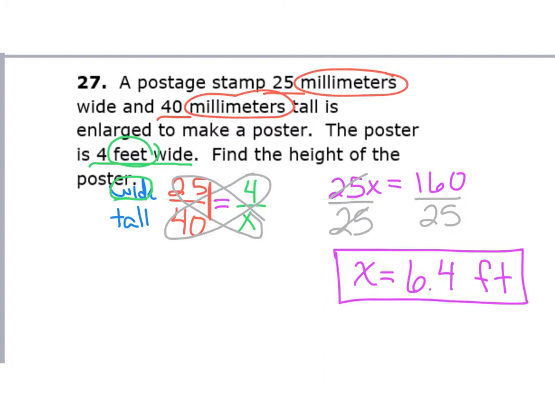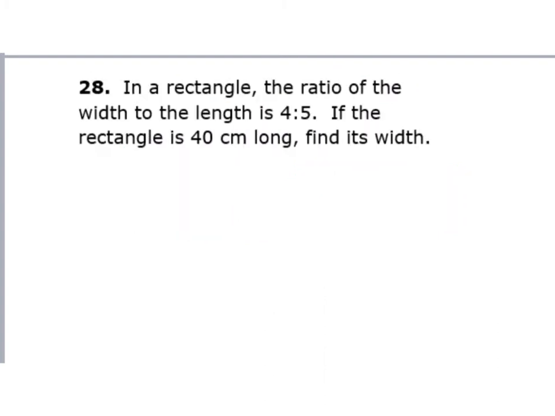Okay, number 28. In a rectangle, the ratio of the width to length is 4 to 5. If the rectangle is 40 centimeters long, find its width. Okay, so it tells me in the sentence I'm doing width to length. So width is in the numerator, length is in the denominator. It tells me that ratio is 4 to 5, so 4 to 5.